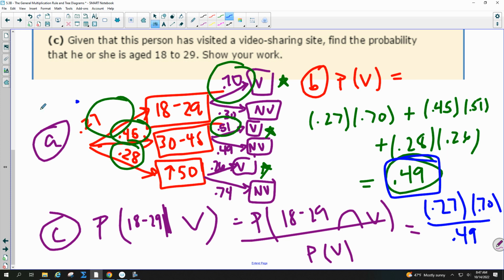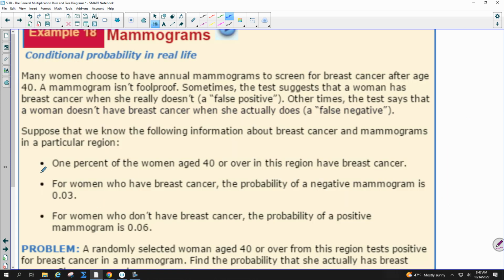I'm going to do another one, even if you're tired of this, because this one's just really interesting. Probably should have skipped the YouTube one because that was kind of boring, but whatever. We're going to be really good at tree diagrams, so let's practice another one.